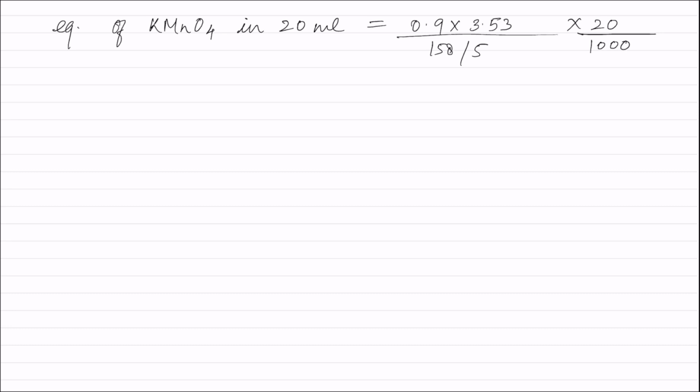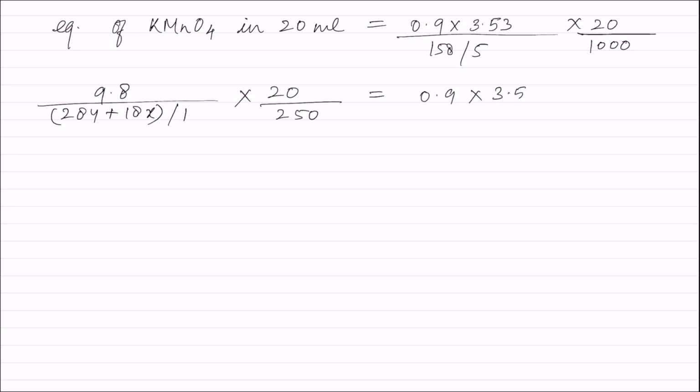Now, equivalence of FeSO4·(NH4)2SO4·xH2O will be equal to equivalence of KMnO4. Therefore, we can write 9.8 divided by (284 plus 18x) by 1, into 20 divided by 250, is equal to 0.9 into 3.53 divided by 158 by 5, into 20 by 1000. Solving this equation, the value of x is equal to 6.